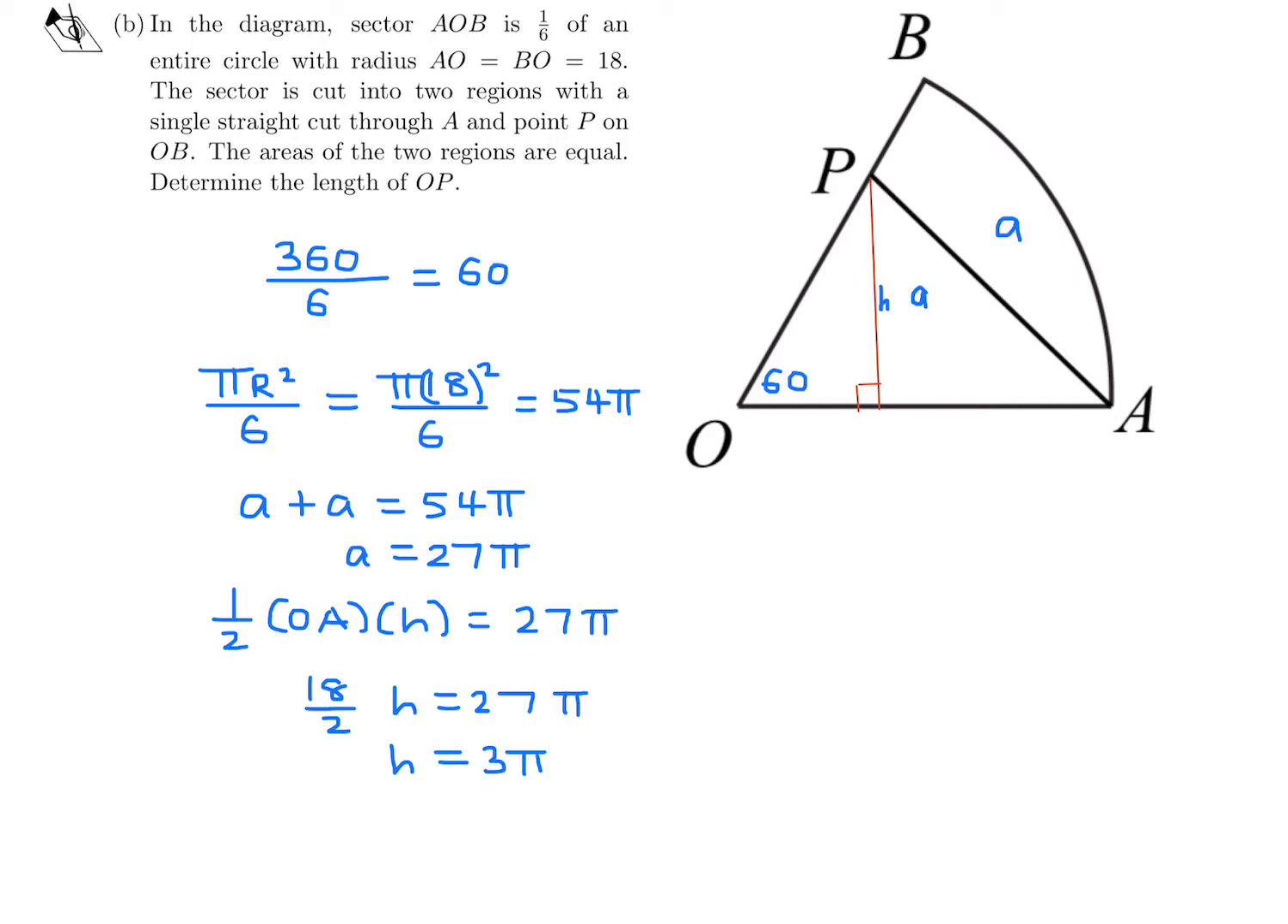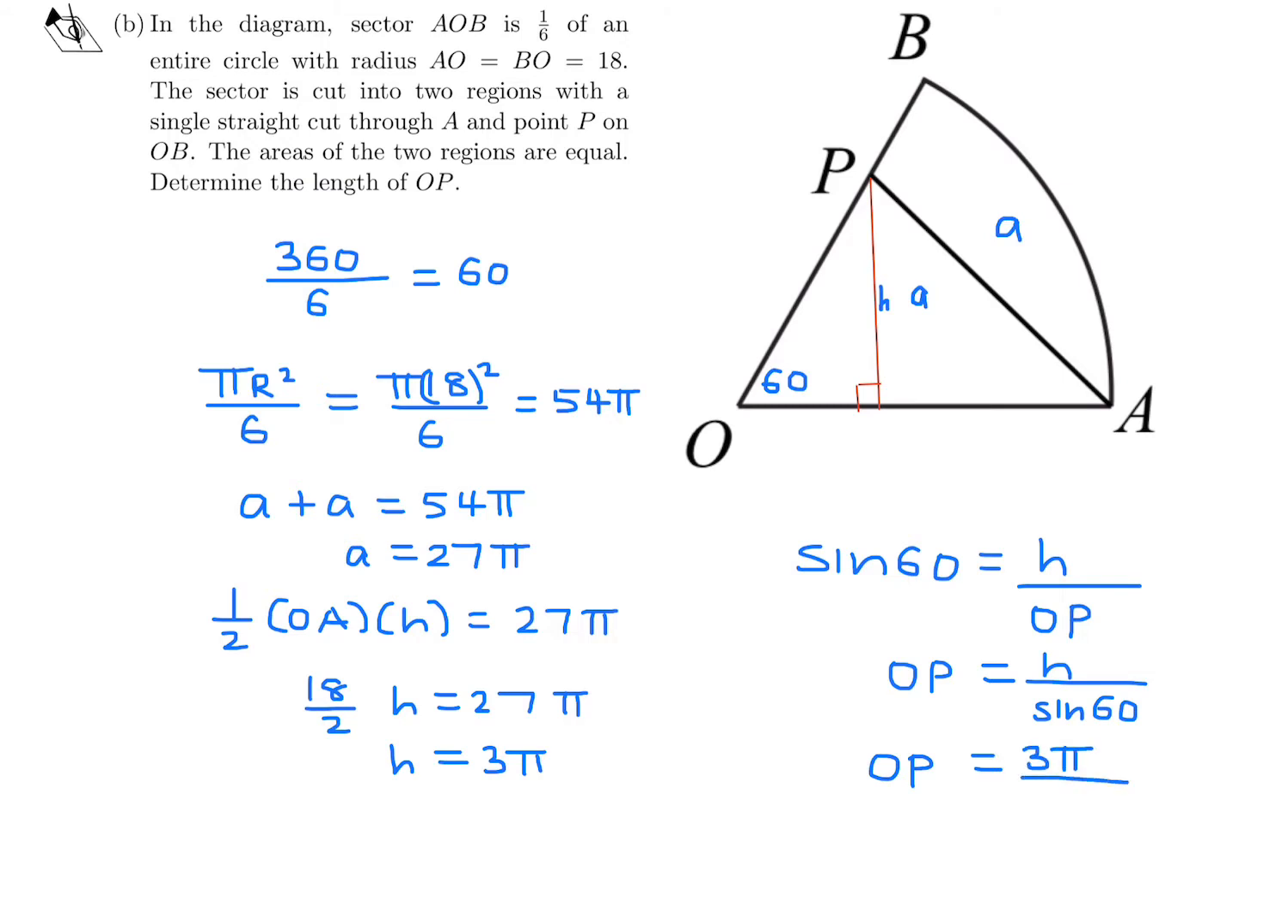Okay, so now finally we get to figure out OP, and I can just use trigonometry, sine of 60, opposite over hypotenuse. So that means OP will be H over the sine of 60. OP, H is 3 pi, sine of 60 is what? Root 3 over 2? Okay, so that means OP is 3 pi, invert and multiply, 2 over root 3. So that's going to be 2 root 3 pi for the value of OP.